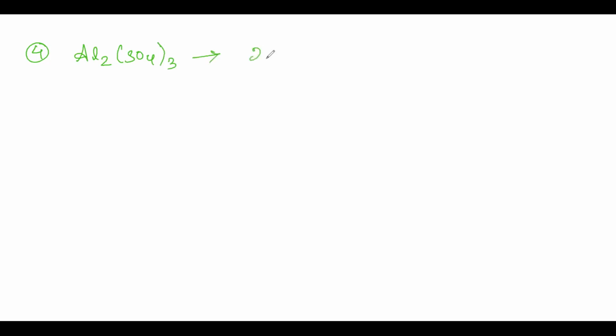Al2(SO4)3 dissociates to form 2Al3+ plus 3SO4 2-. So the i value is equal to 2 plus 3. We will not see the charge, only the number of moles. So i is equal to 5.